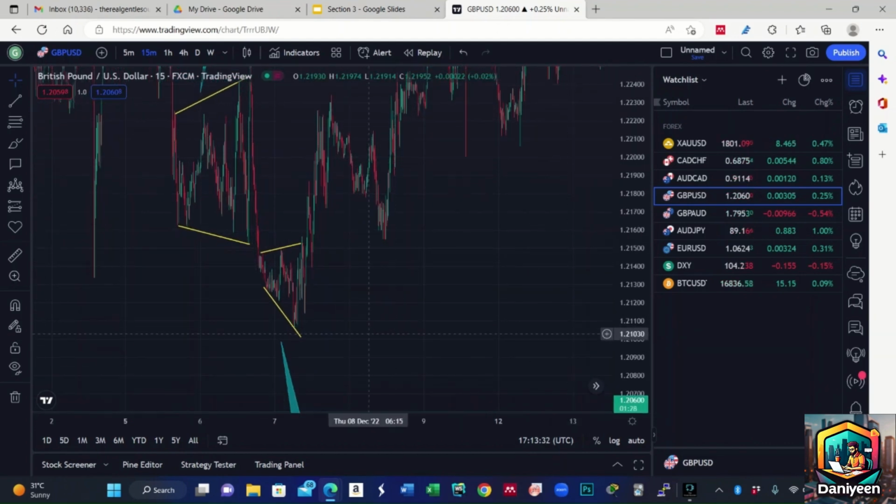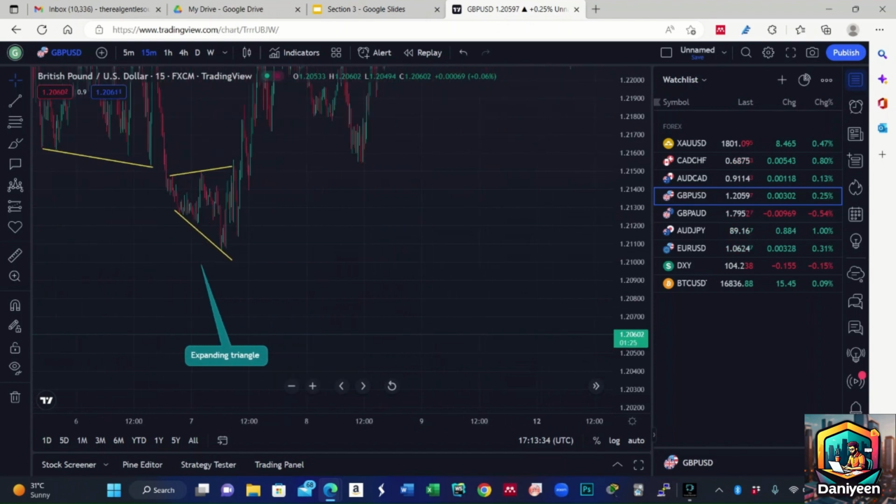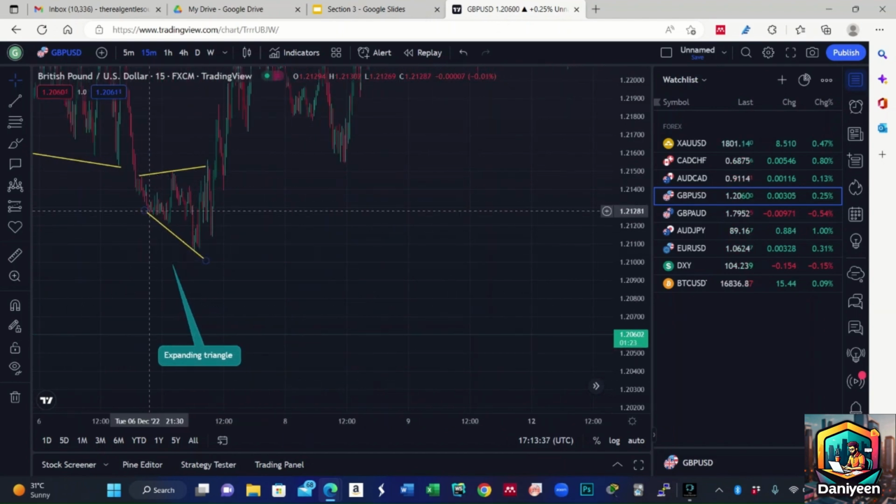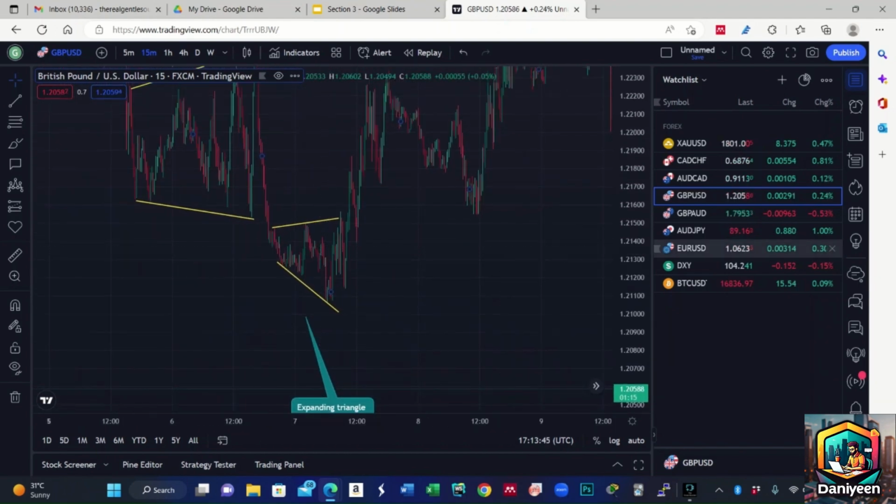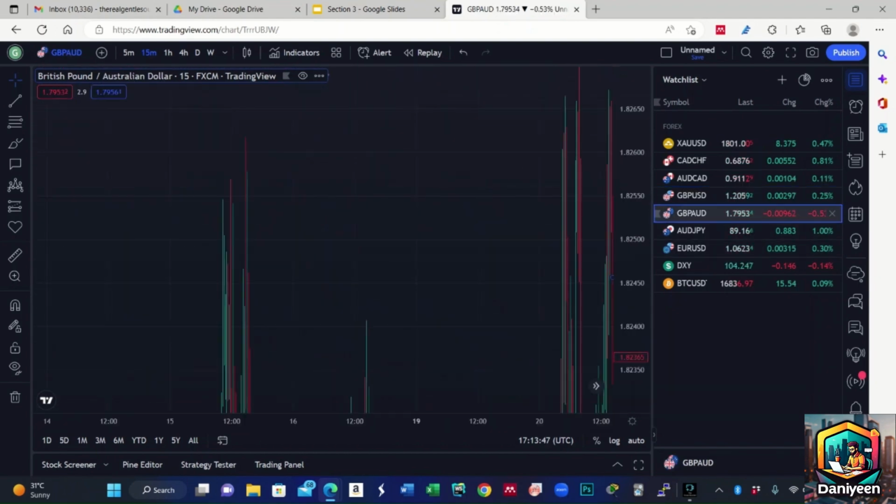Look at the other example too. It is a bit narrow here, and as price is progressing, it is expanding. So that is why we call it expanding triangle. Let us move to the next one.